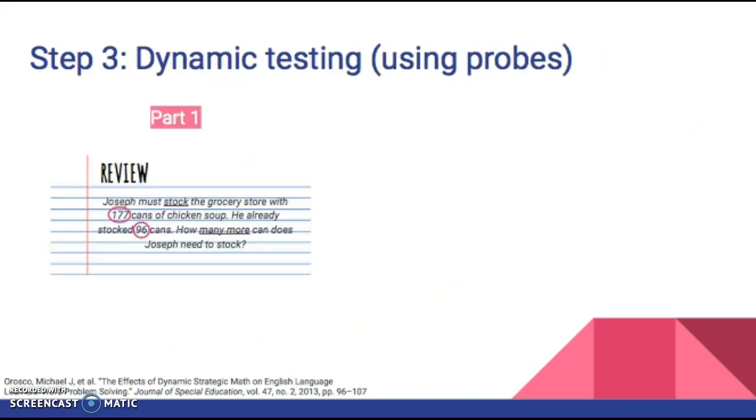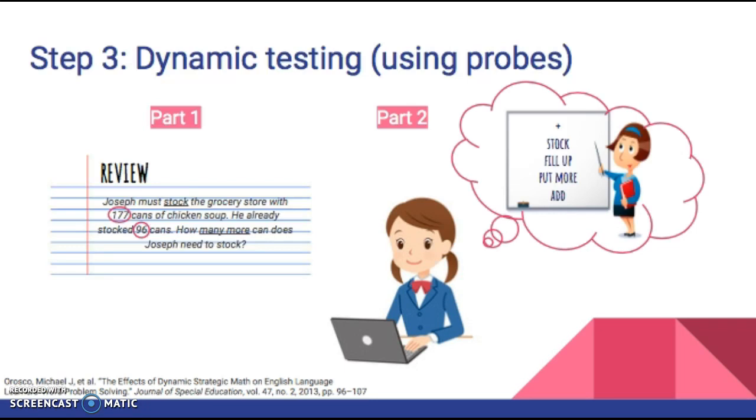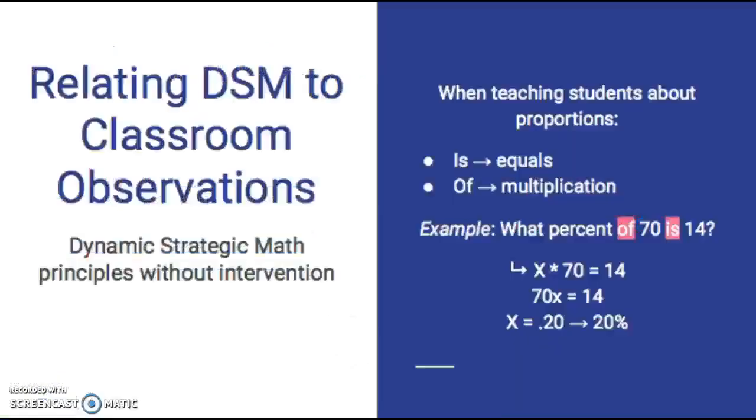Step 3 is dynamic testing using probes. So part 1 would be to review the problem they went over, and then part 2 would be to test the student, and hopefully the student thinks back to the teacher writing on the board and explaining the word and whatnot. So the student needs to receive 100% problem-solving accuracy to move on to the next level.